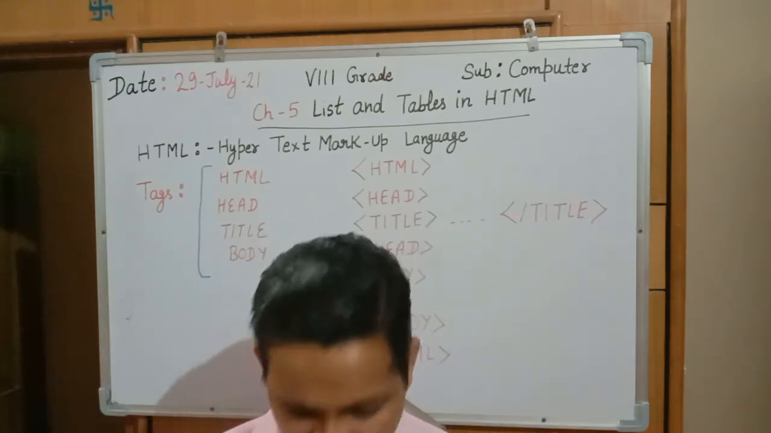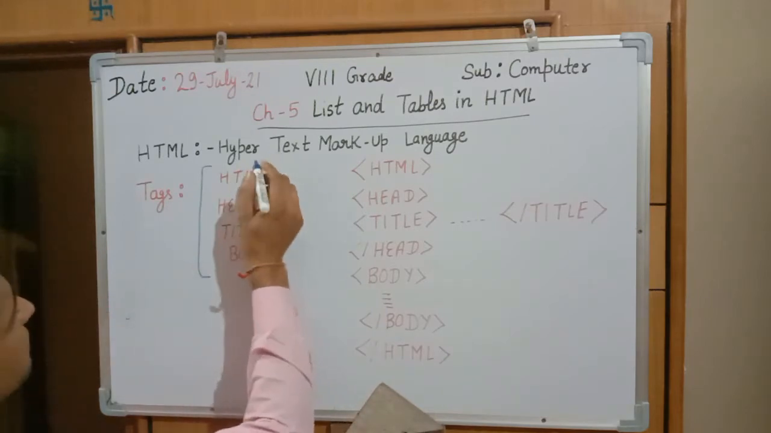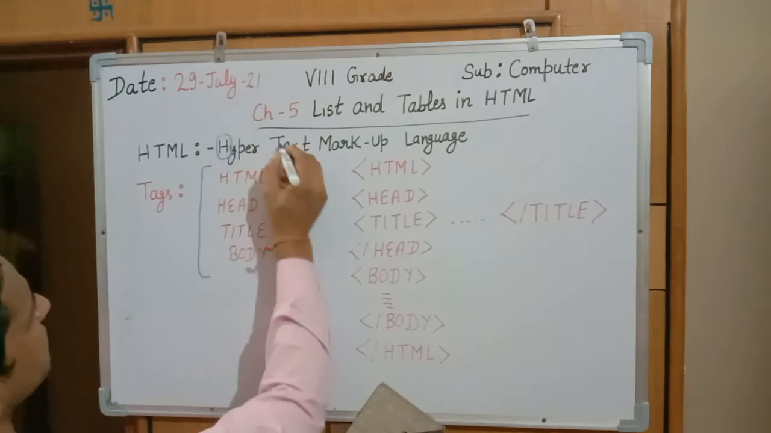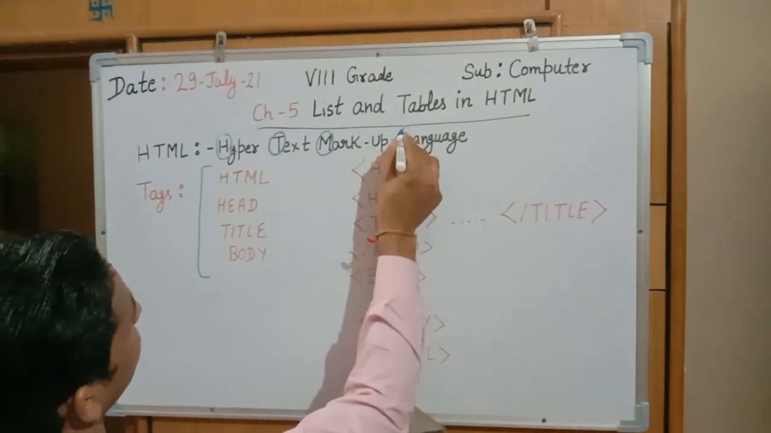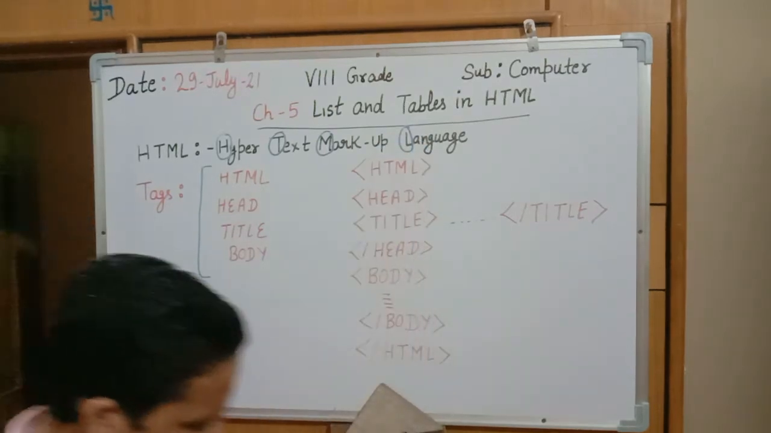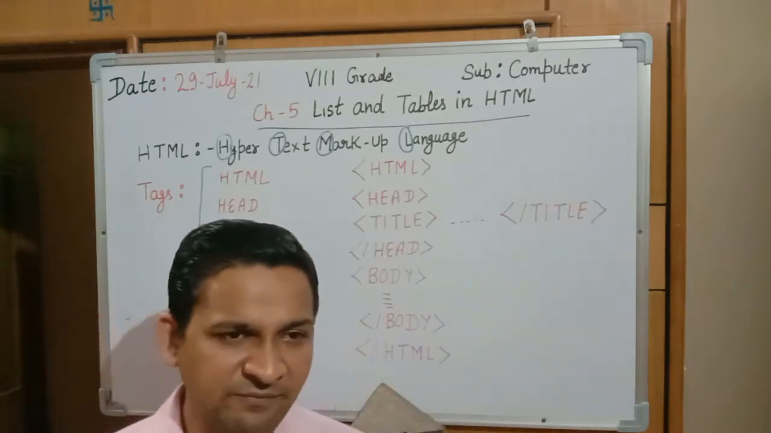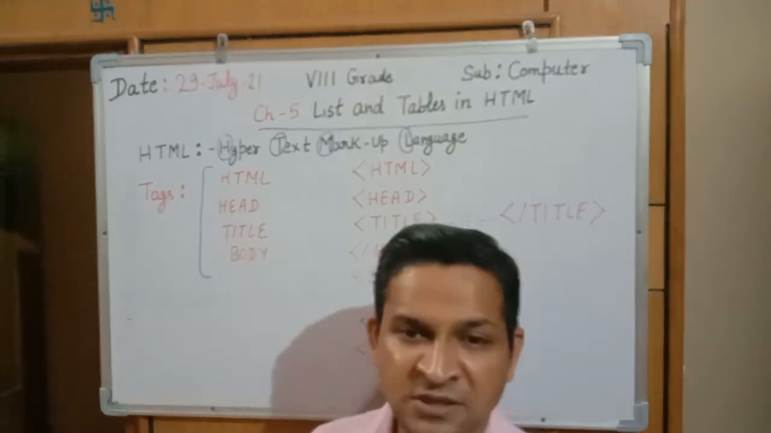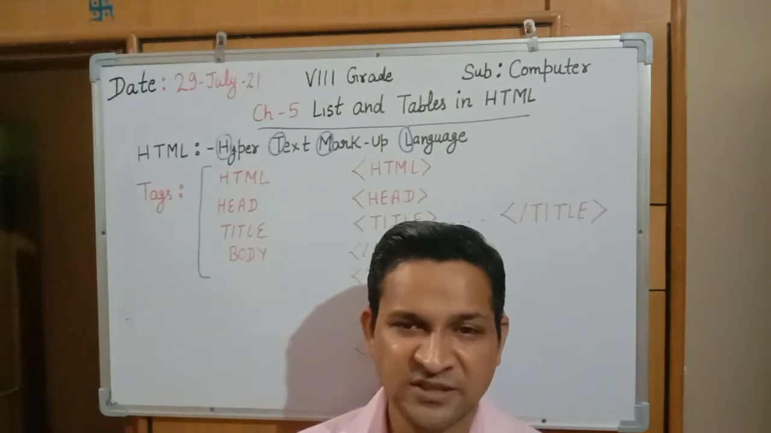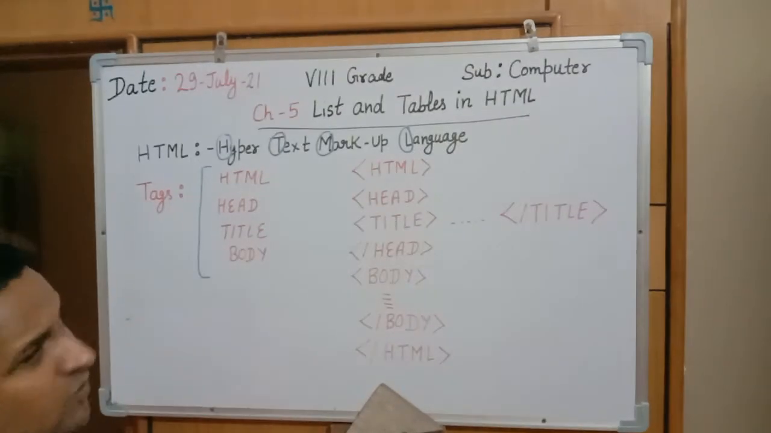What is the full form of HTML? The full form of HTML is Hypertext Markup Language. H means hyper, T means text, M means mark, and L is language. It is a hypertext markup language that is used to create and design web pages. It is a markup language, and HTML uses a number of tags to define a program.